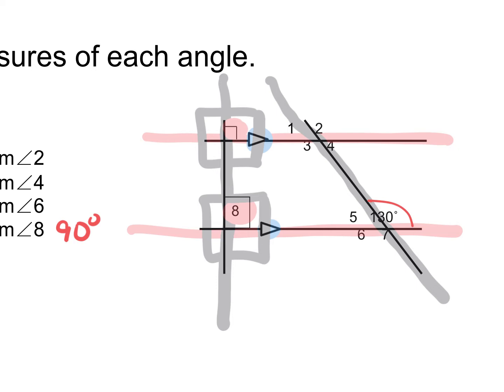For angle 7, it's going to be vertical. Angle 7 should be here. Angle 6 is this one, and it's vertical.